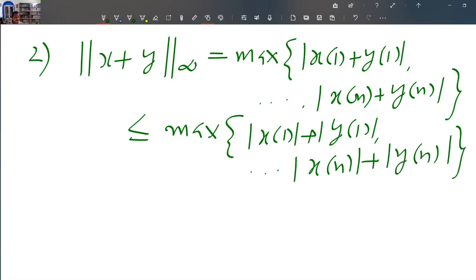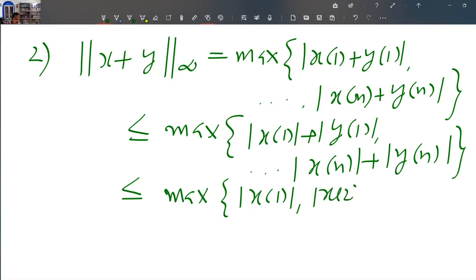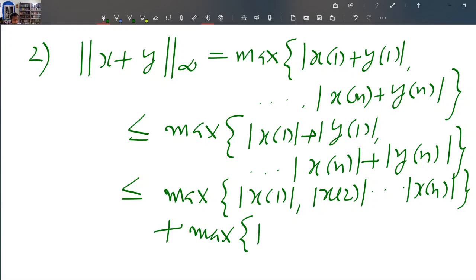And this is less than or equal to the maximum of modulus of x of 1, modulus of x of 2, etc., modulus of x of n, plus the maximum of modulus of y of 1, modulus of y of 2, etc., modulus of y of n.